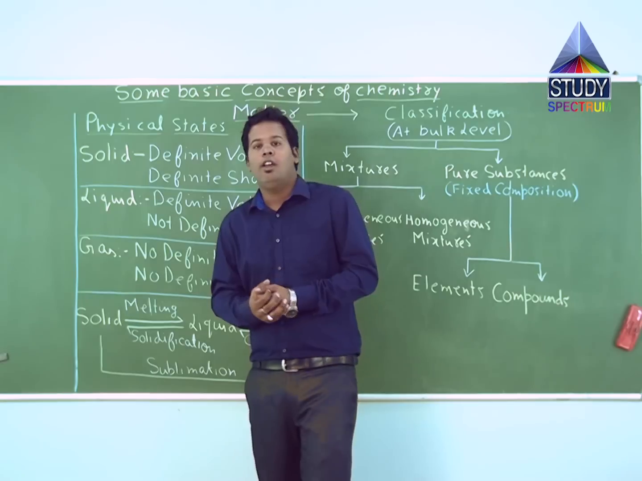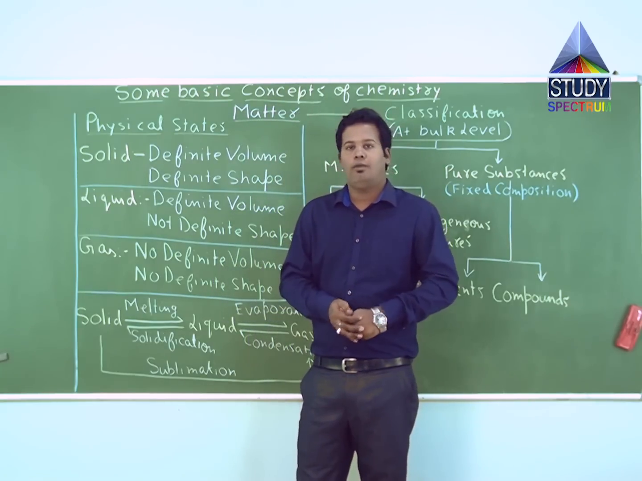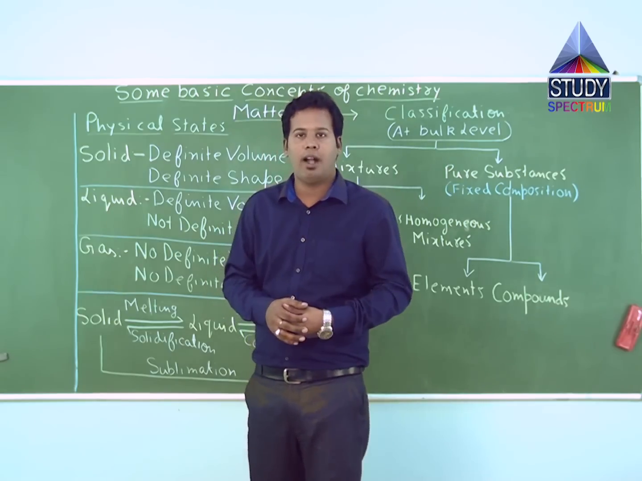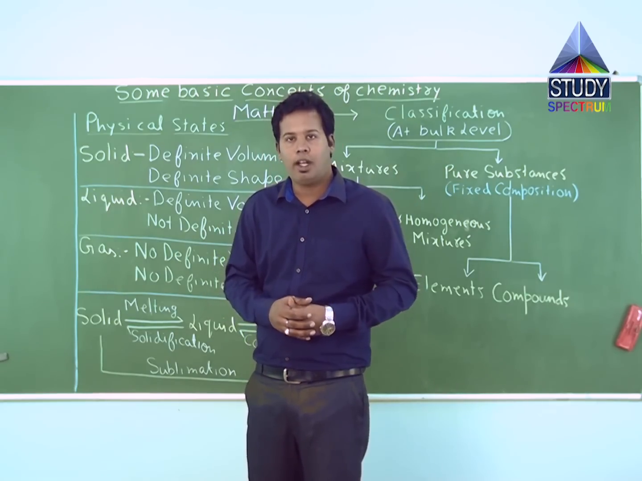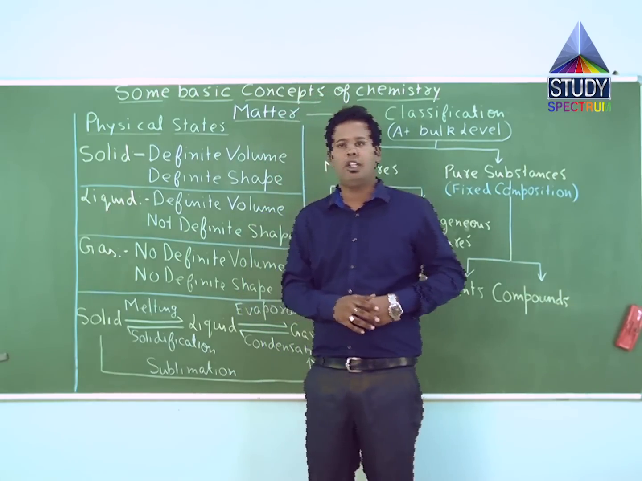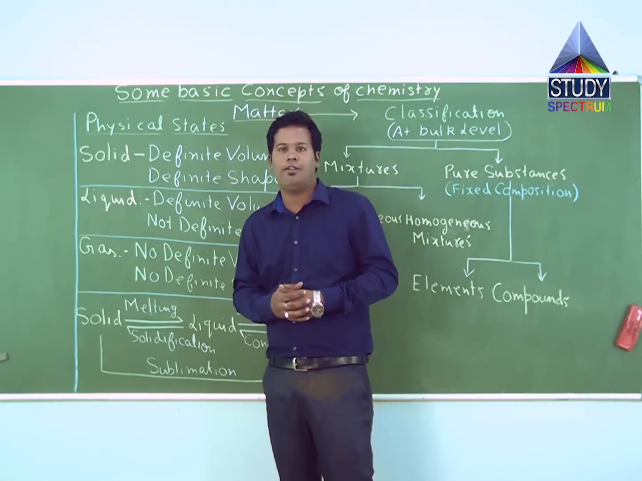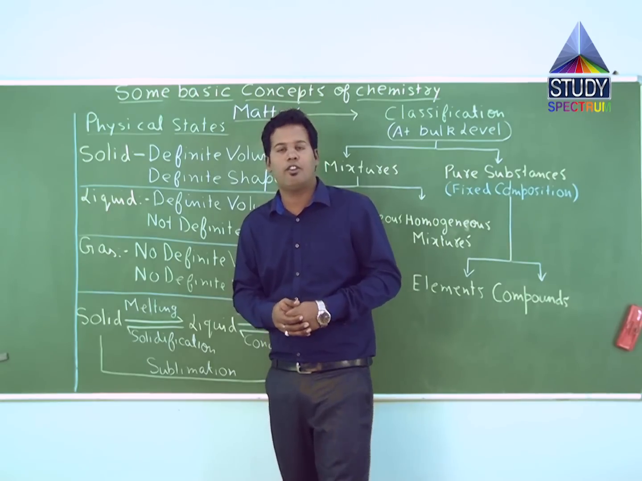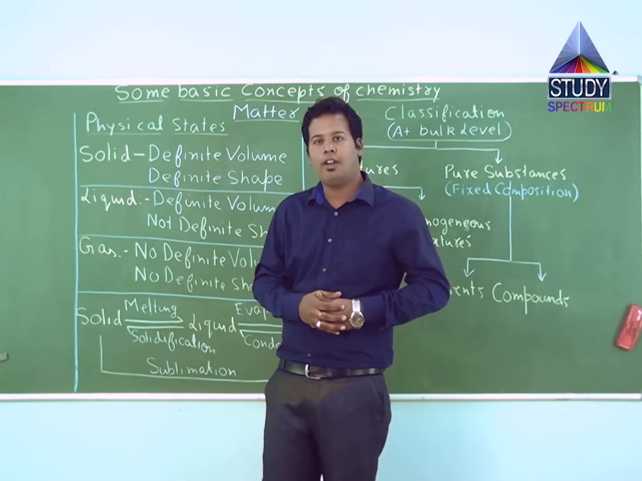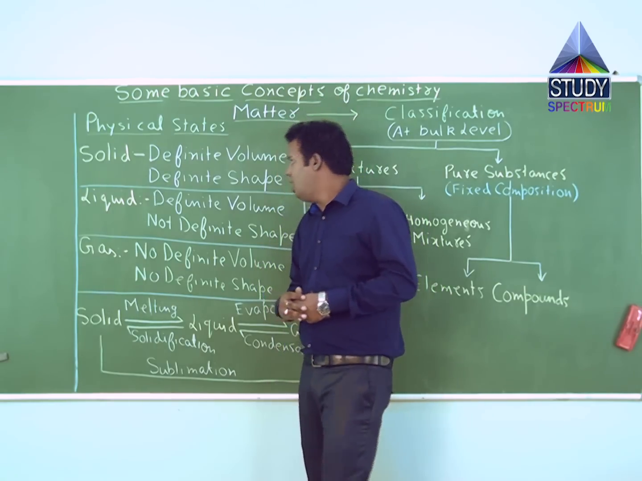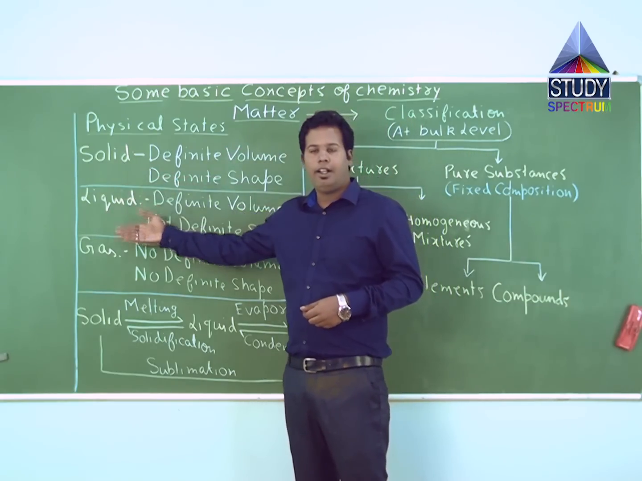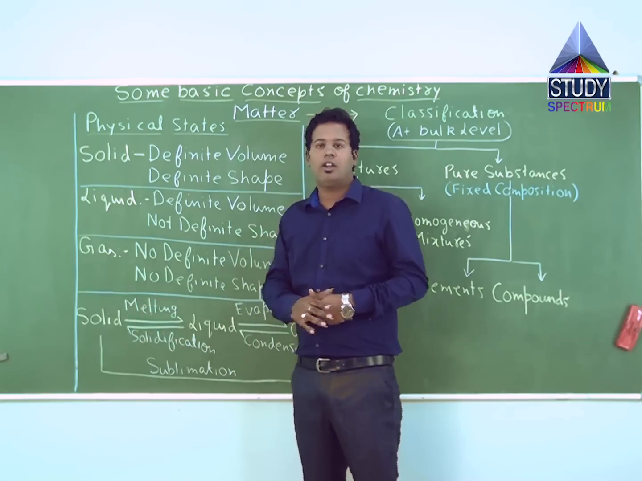Correct? Now today we will try to understand what are the different physical states of matter and what is the classification of matter on the basis of macroscopic level or bulk level. Correct? Now starting with physical states of matter, we have seen in our lower standards also that there are three different physical states of matter, that is solid, liquid and gas. So how to define them, how to differentiate them from each other? Okay, I have written over here, if you can see, different physical states of matter: solid, liquid and gas. Great.